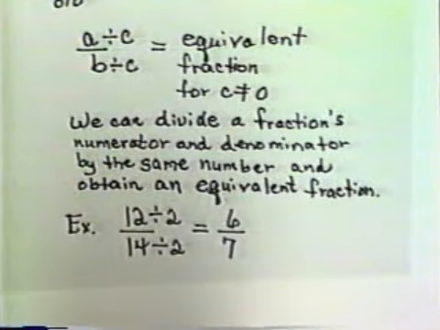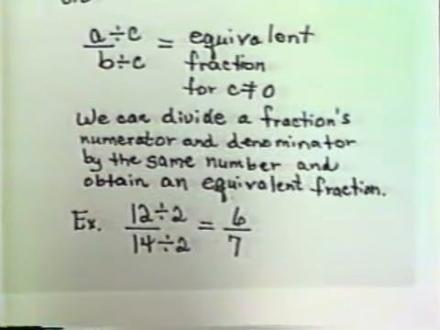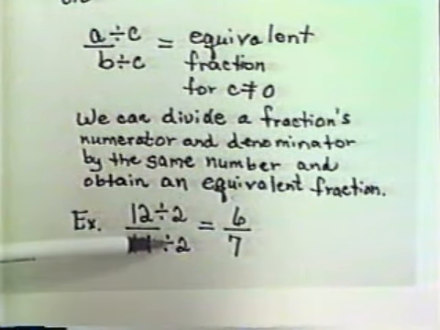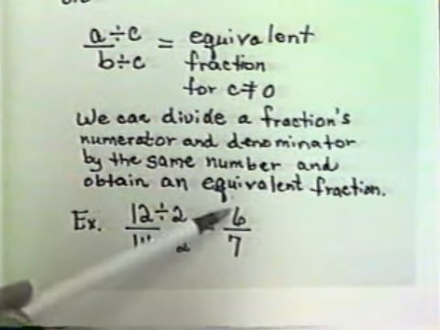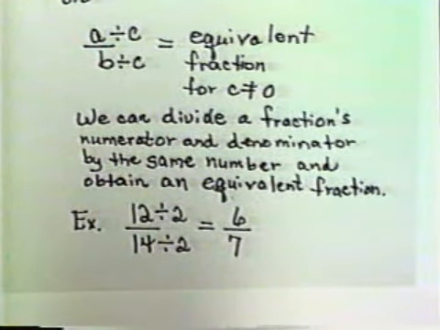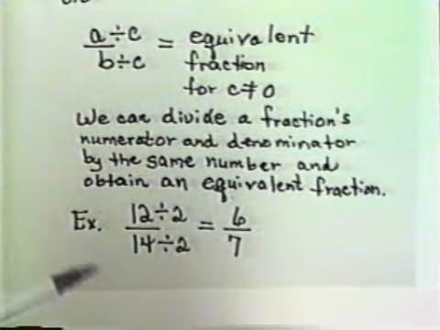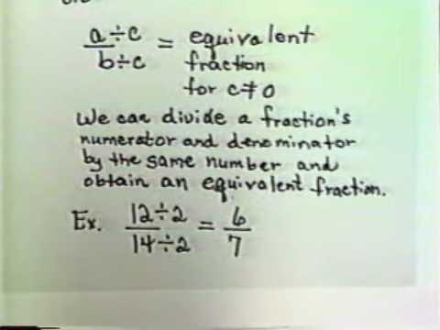For example, look at the fraction 12 fourteenths. We can divide 12 by 2 and 14 by the same 2 and come up with a new fraction that means the same thing, 6 sevenths. So 12 fourteenths and 6 sevenths are both equivalent to each other. 6 sevenths is the reduced version. If you wanted to go backwards, you could multiply the 6 by 2 and the 7 by 2 and get back to your 12 fourteenths.